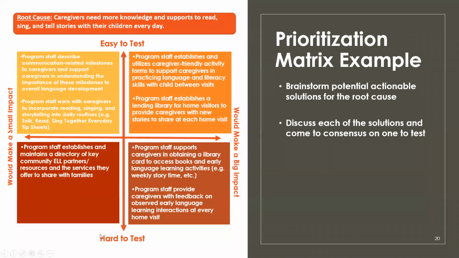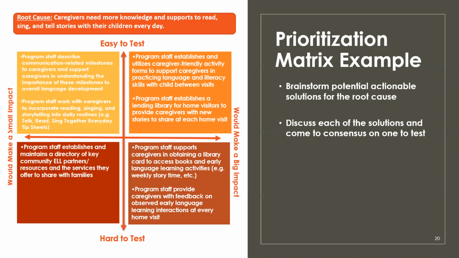So let's go to an example to bring this to life. In this particular example, you can see at the top that the root cause is caregivers need more knowledge and support to read, sing, and tell stories with their children every day. And you'll note that there are several different solutions that made it into this prioritization matrix. I'll share a couple of them. One of them that's in the easy to test, would make a big impact is program staff establishes and utilizes caregiver-friendly activity forums to support caregivers in practicing language and literacy skills with child between visits.